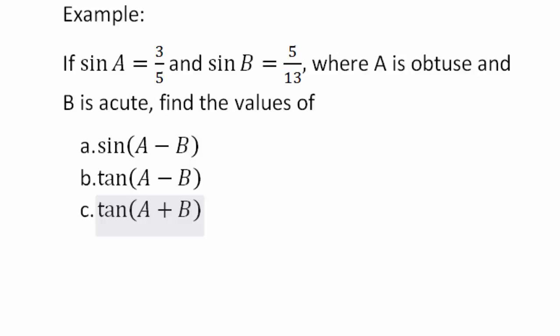So in my second example, I'm saying if sin A is that, sin B is that, where A is obtuse and B is acute, find the values of those: A, sin A minus B, B, tan A minus B, and C, tan A plus B.